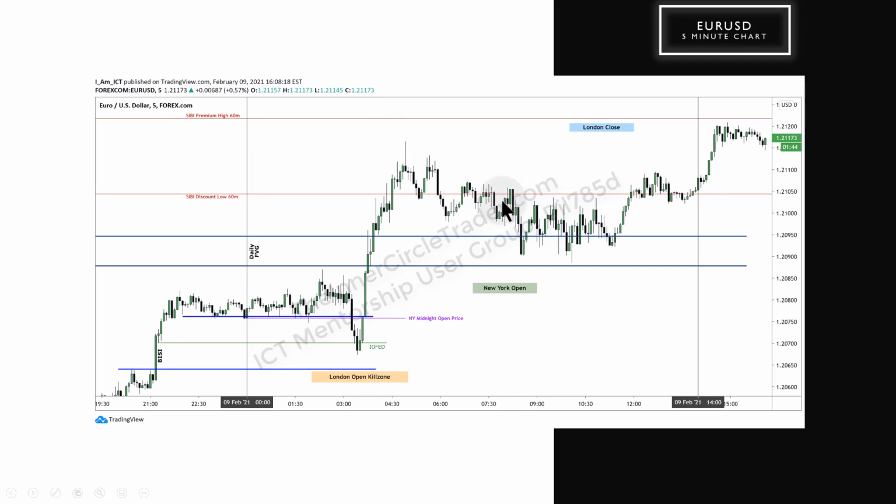Consequent encroachment trades back down into the daily fair value gap here. Consequent encroachment as well. Overshoots it a little bit, doesn't quite close it in. If it's bullish, we want to see these types of signatures where it doesn't completely close in that gap. Price runs up, finds some support again at the SIBI discount low. That's what's occurring here. It's accumulating there. Then rallies.